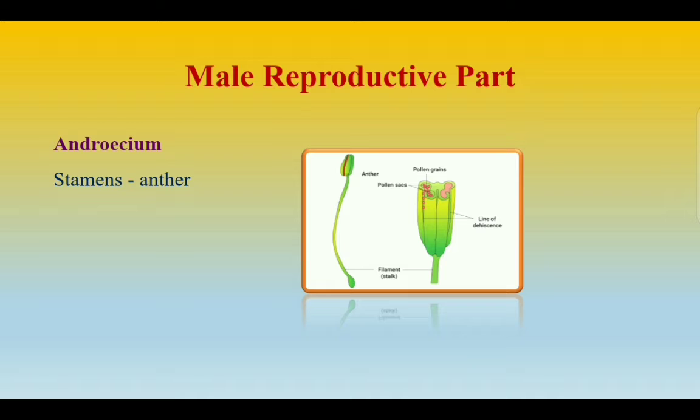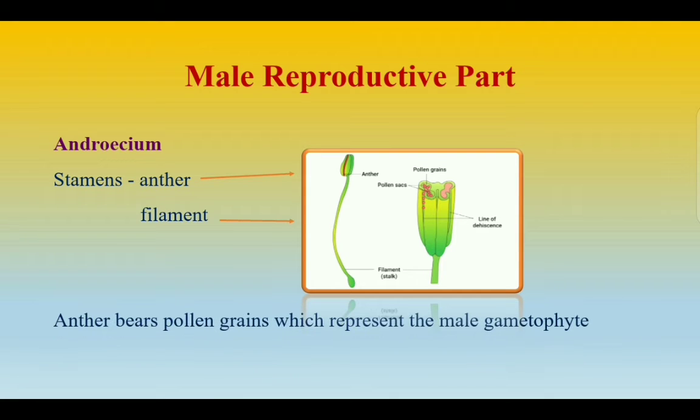The male reproductive part is the androecium, which is made up of stamens, and each stamen possesses an anther and a filament. The anther bears pollen grains, which represent the male gametophyte. So this is the anther, and the stalk is called the filament. This anther bears pollen grains, which represent the male gametophyte.